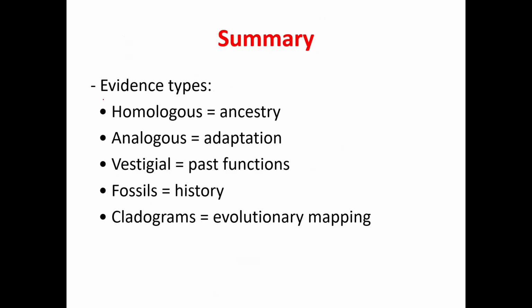Let's summarize. Evidence types: homologous for ancestry, analogous for adaptation, vestigial for past function, fossil for history, cladogram is just a mapping of evolution. So to sum up, evolution explains the changes in species over time. We learn about it using evidence like homologous and analogous organs, fossils, and cladograms. Understanding evolution helps us know the history of life on Earth.